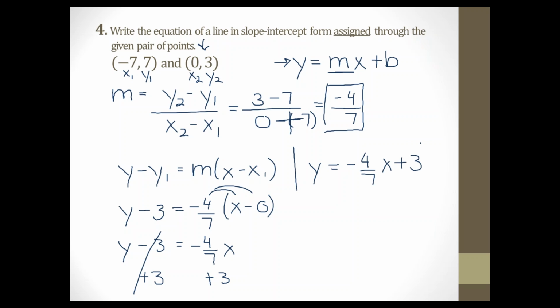This is the equation of the line in slope-intercept form, and this equation or line would pass through these two given points.